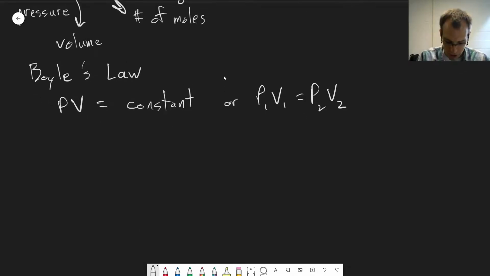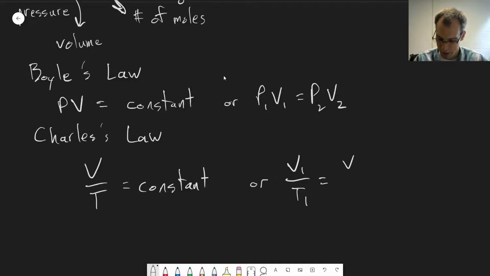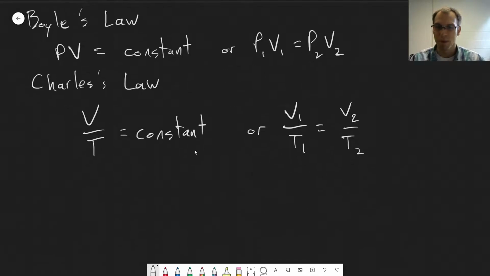Next is Charles's law. And Charles's law states that volume over temperature is equal to a constant. Or again, we can rewrite this one the same way as we did the pressure and volume relationship in Boyle's law by looking at two different volumes and temperatures. For an ideal gas, the ratio of the volume to the temperature is equal. Again, temperature being in Kelvin. This won't work if temperature is not in Kelvin.